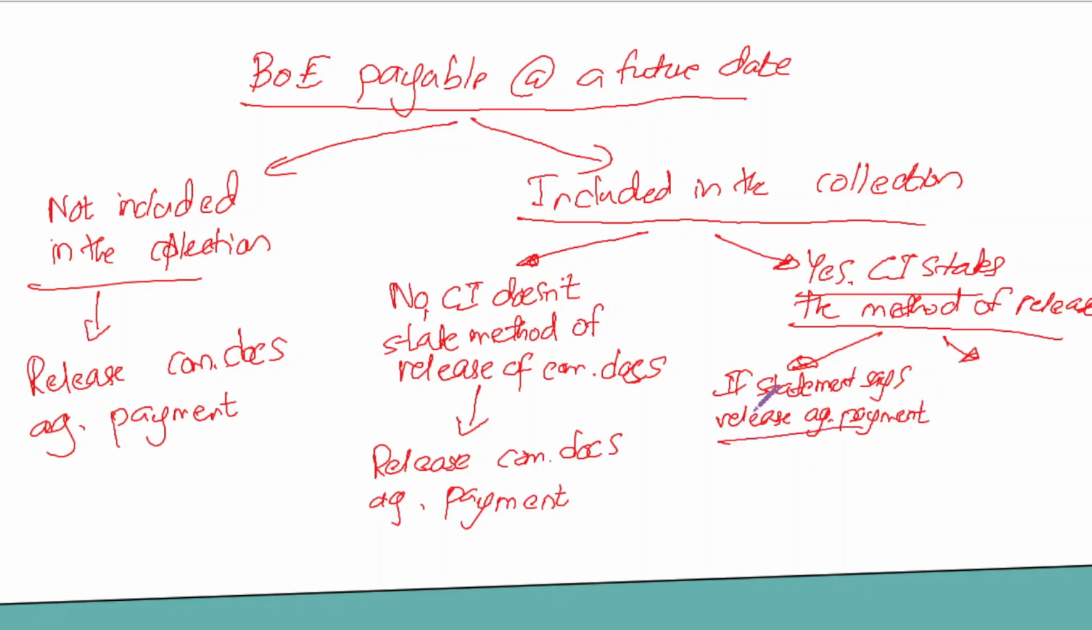Now, ideally, if it says release against payment, you shouldn't be having a bill of exchange in the first place. But here they have complied with everything. They have included it in a collection. They have given the method of release. But in the method of release, in the collection instruction, they say release against payment. Then now it's contradictory. Then what do we do? URC says then you will stick to the collection instruction and release commercial docs against payment, not against acceptance. You have to remember that.